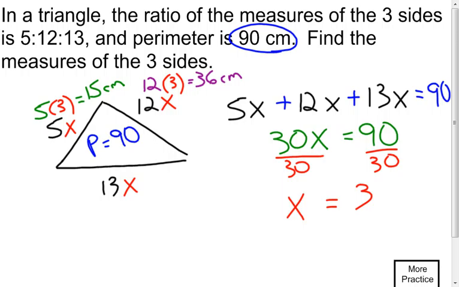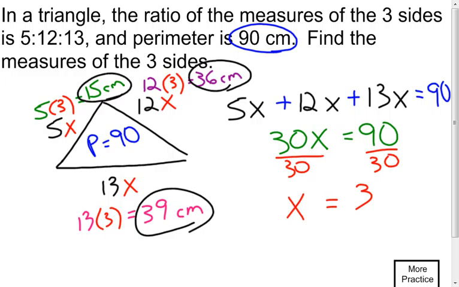And then last but not least, I'm going to have the longest one. So I'm going to take 13 times my 3 that I found x to be, and find out that that one is going to equal 39 centimeters. So I found the length of my three sides of my triangle using that extended ratio, using an equation to solve for a variable, and then plugging it back in. That's going to conclude my little portion on extended ratios.